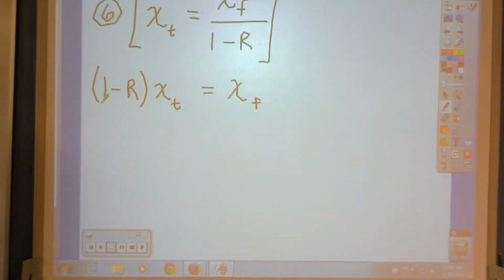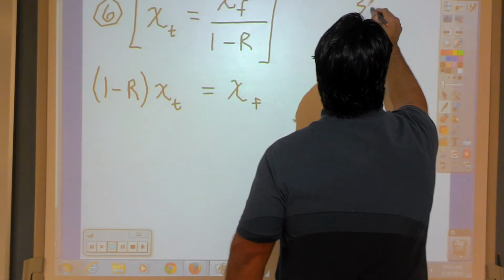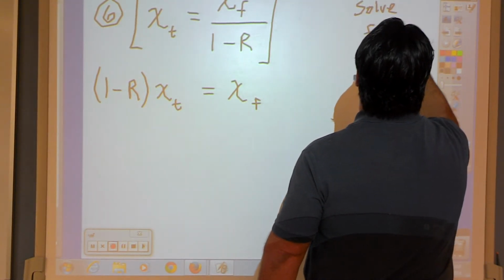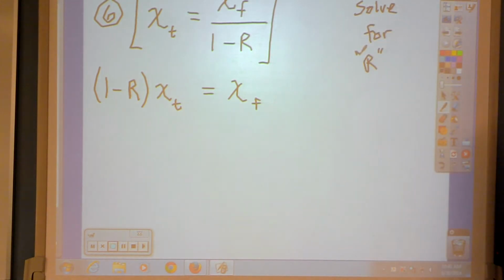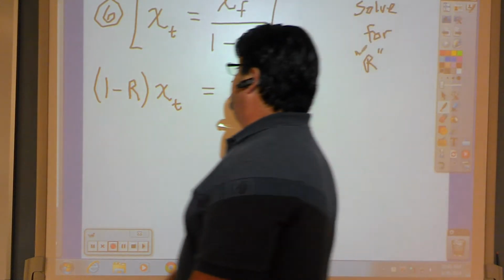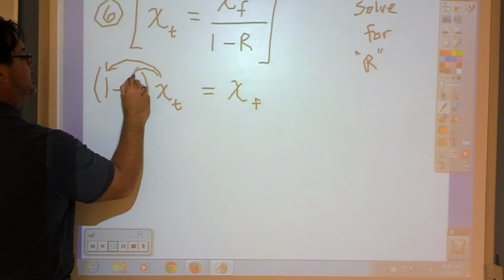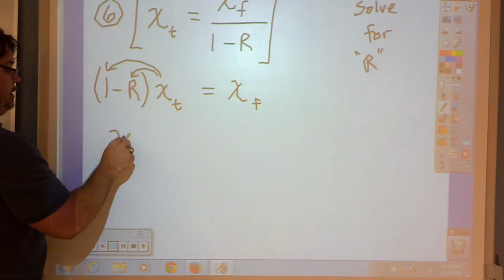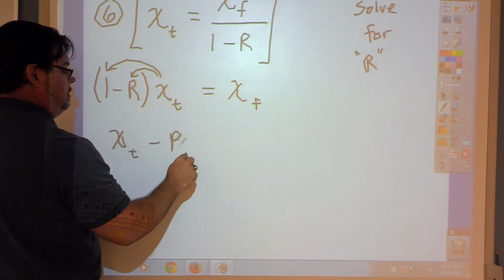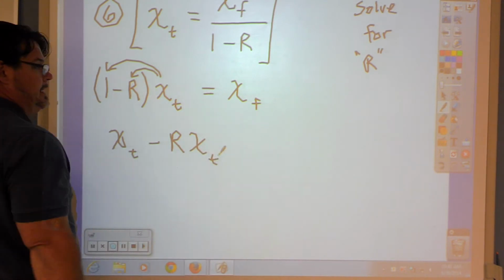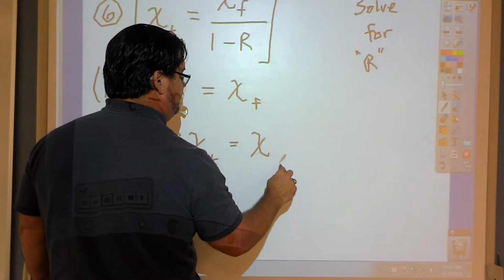Now, they want you to solve for r. What's the good news? There's only one r. What's the bad news? It's in the parentheses, so you gotta bust them up. So bust them up. And you get x of t minus r x of t, and that's equal to x of f.